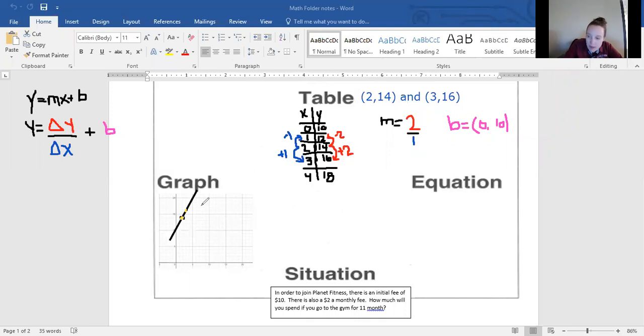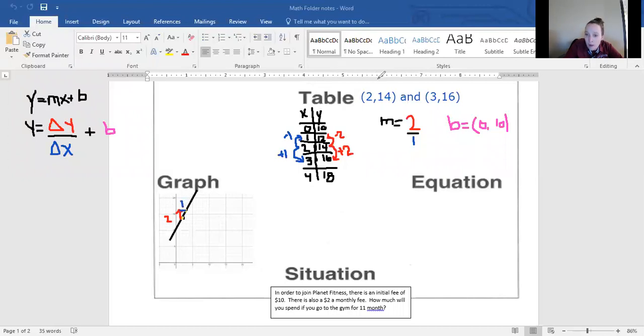So get your reds out. Everybody get your red colored pencils out. And remember, our change in y is that vertical distance. So it's that guy right there. So we know that that is up 2. All right, let's get your blue pencil out, because now we're looking at our change in x, and our change in x is 1.